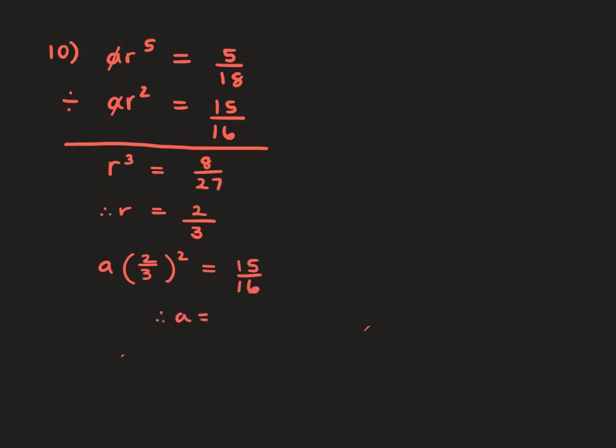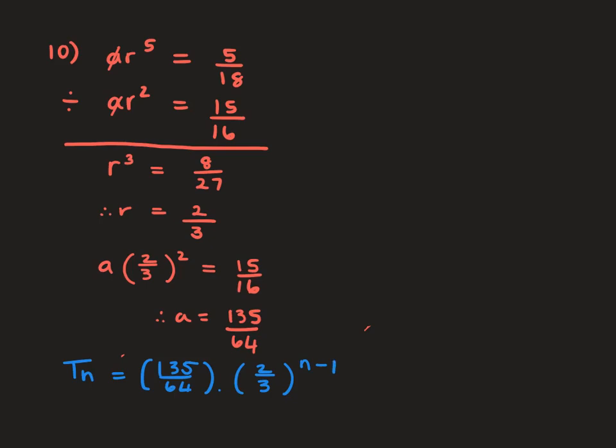So therefore A is going to be 15/16 divided by (2/3) squared, and that is 135/64. Okay, so what is the general term? What is the nth term for this pattern? It would be Tn equals A times r, so 135/64 times (2/3) to the power of n minus 1.